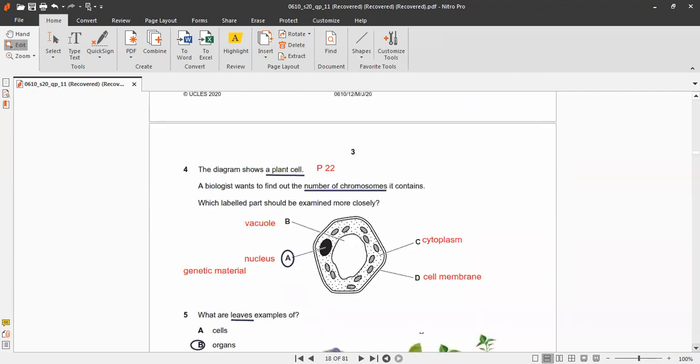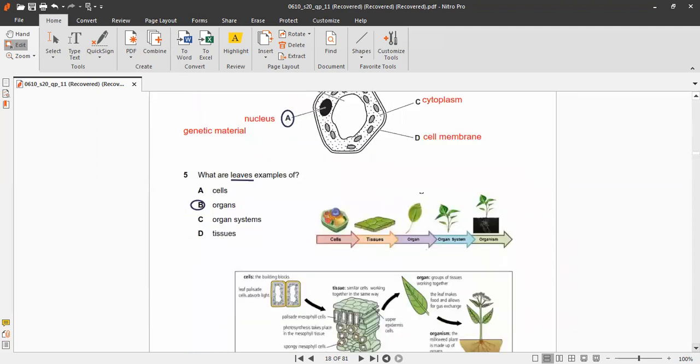The diagram shows a plant cell. A biologist wants to find out the number of chromosomes it contains. Which labeled part should be examined more closely? Yes, the correct answer is A, nucleus, because the nucleus contains genetic material. What are leaves examples of? Yes, leaves are examples of organs.